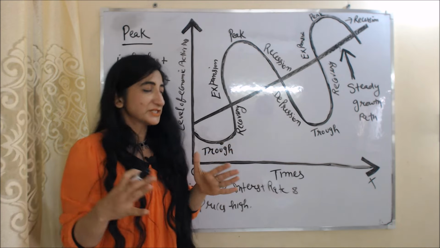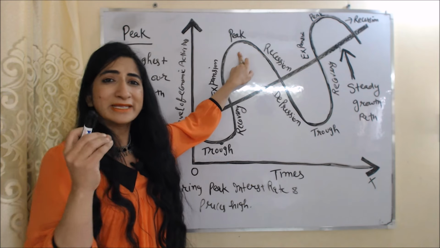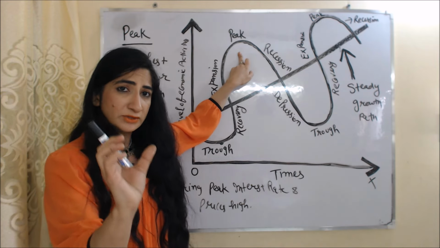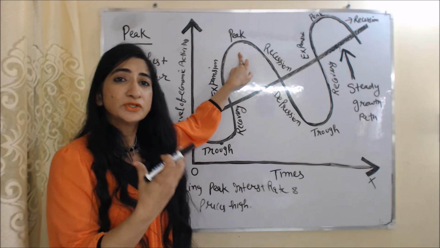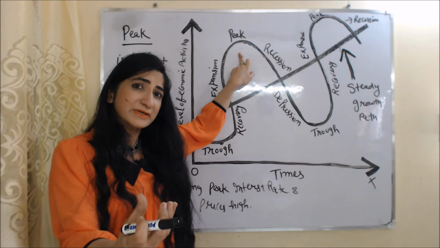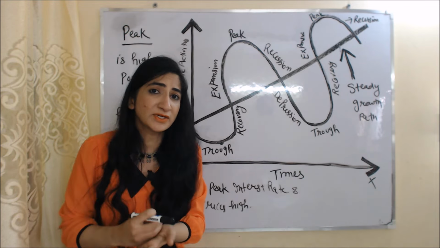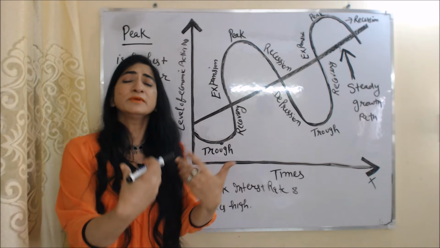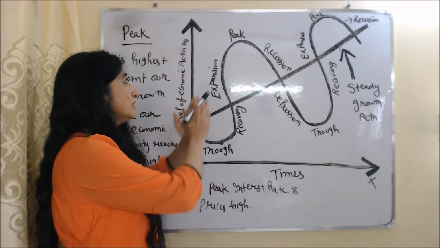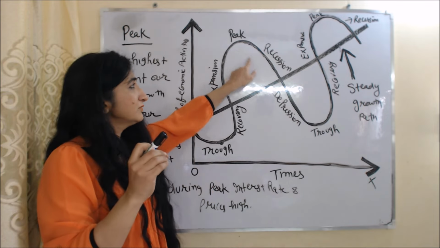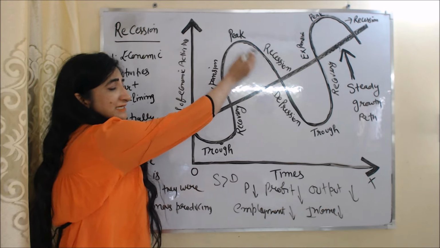So after expansion, the economy will move to peak. Peak is the highest growth point, or we can say that during peak our economic growth is maximum. After this point the economy cannot grow because during peak all our economic activities reach their highest point, and in this stage prices and interest rates are very high. Obviously the economy is growing. When the economy grows, prices increase. If we are not able to maintain this highest growth point, then we move to recession.